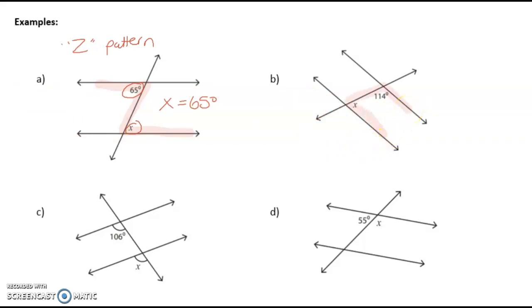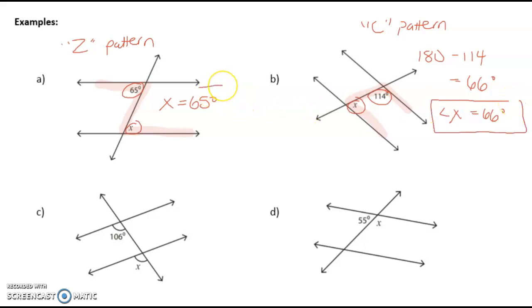Okay, B. If I look at B, I can go like this. Do you see the C pattern right there? That means that this angle plus this angle equals 180 degrees. So I'm going to write C pattern. So the two of them equal 180 degrees. If I do 180 degrees and subtract 114, I get 66 degrees. So angle X equals 66 degrees. Let me put a little angle sign in there.